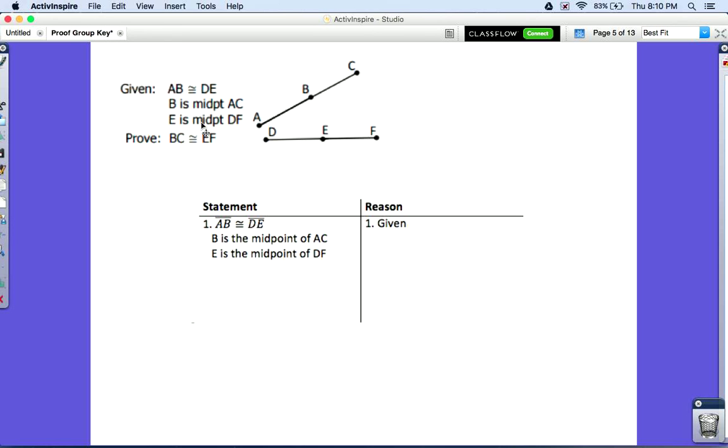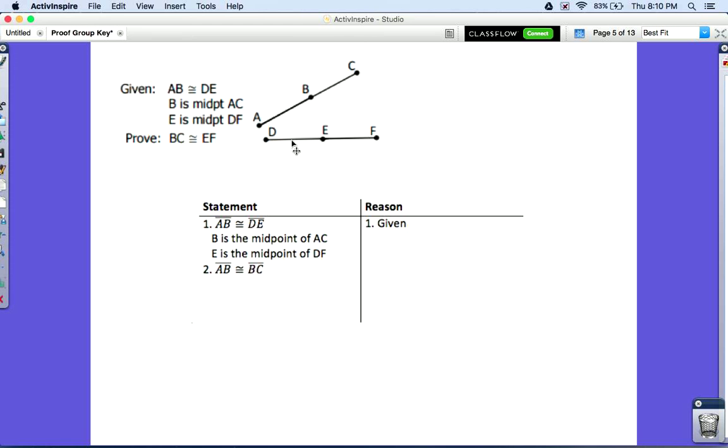What you should know about midpoints is that the midpoint is splitting this segment in half. So this is the middle point, just like the name would lead to. So that means that we know that AB is congruent to BC. So we can say that.